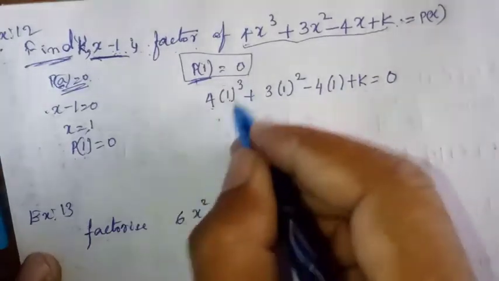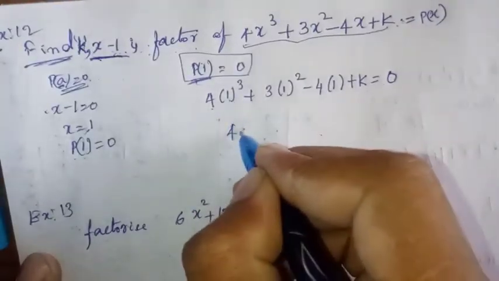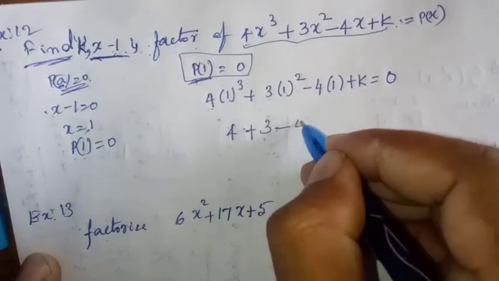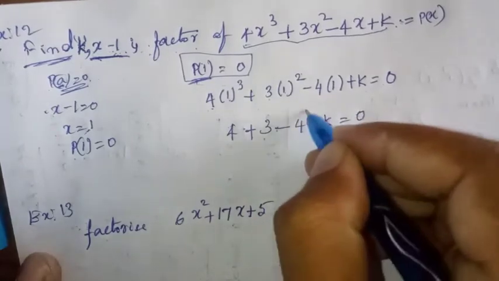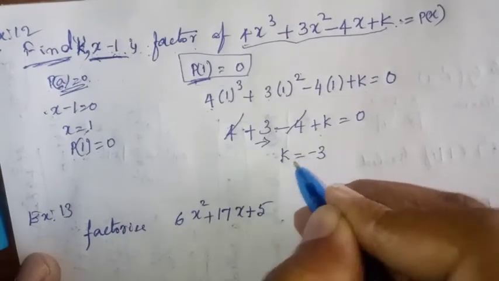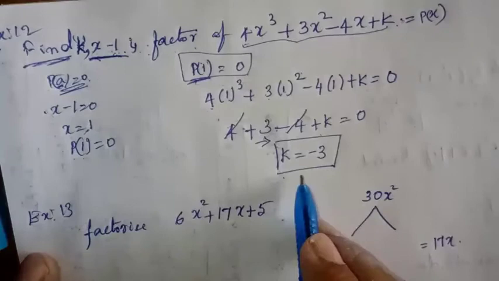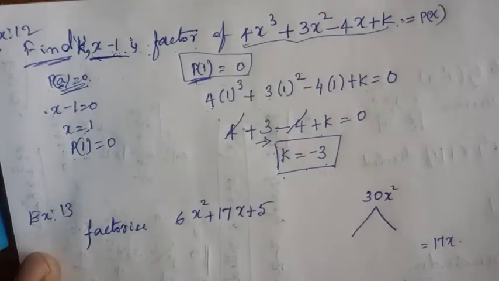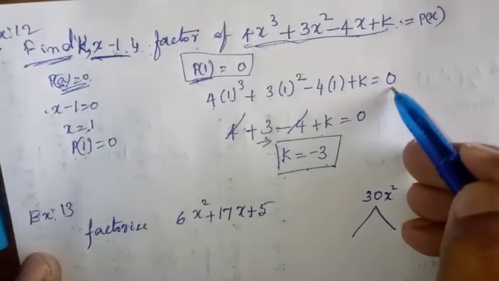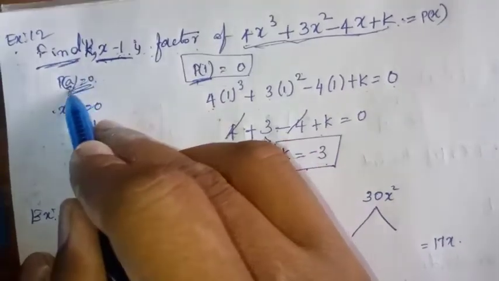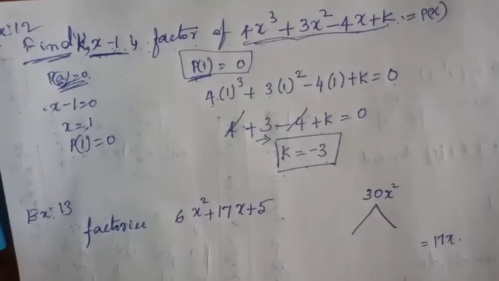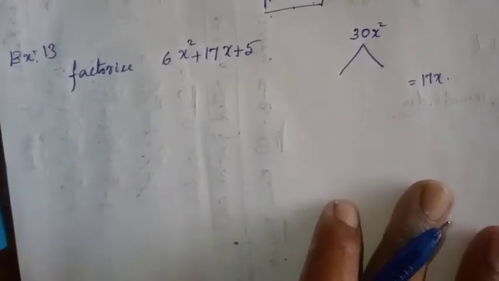Yes or no? So simplify this one. That is 4 into 1 cube, which is 4 itself, plus 3 into 1 square, which is 3 only, minus 4 ones are 4 only, plus k is equal to 0. Here plus 4 minus 4 cancelled. Transpose 3 to the right hand side, that is minus 3. So we got the value of k as minus 3. It's a very important problem, and it's very easy. Just equate the given polynomial to 0, find the value of a, and substitute for x. That's it.